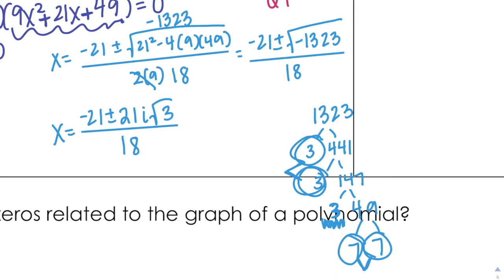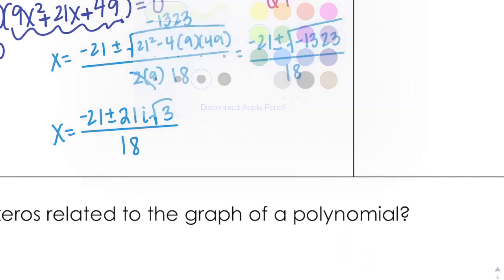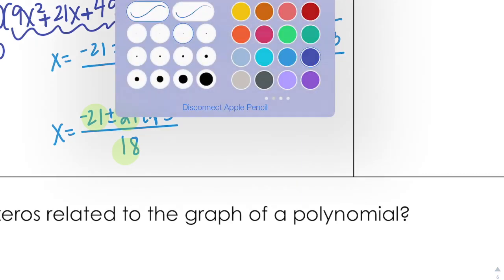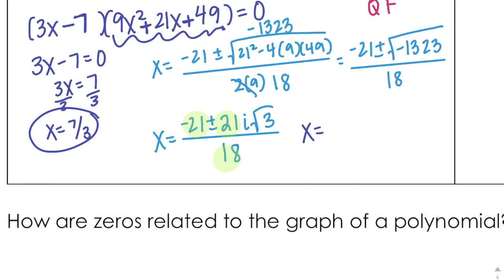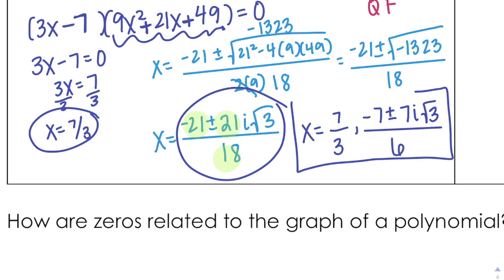Remember, you can just pause it if you want to catch it. But now that you're here, remember you have to ask yourself, can anything be simplified out of these parts? And 3 goes into all of those. So my first answer way back over here was 7/3. But once I clean that up, take out the 3's, I'm going to get -7 plus or minus 7i root 3 all over 18 divided by 3 is 6. And that's it. Some take longer than others.